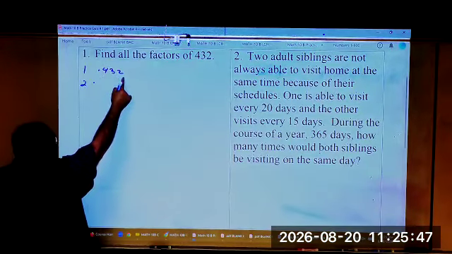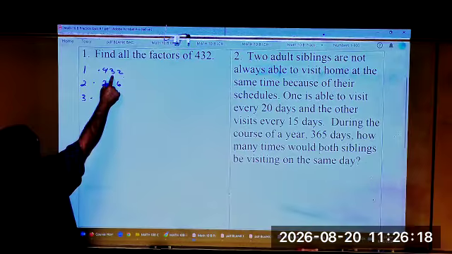Go to 3, and you can test the 3. Again, you're probably going to use your calculator. But 2 plus 1 is 3, 3 plus 6 is 9, so 3 is going to go into it. So it's going to be 3 times... technically, you're doing 432 divided by 3, which is going to be 144.